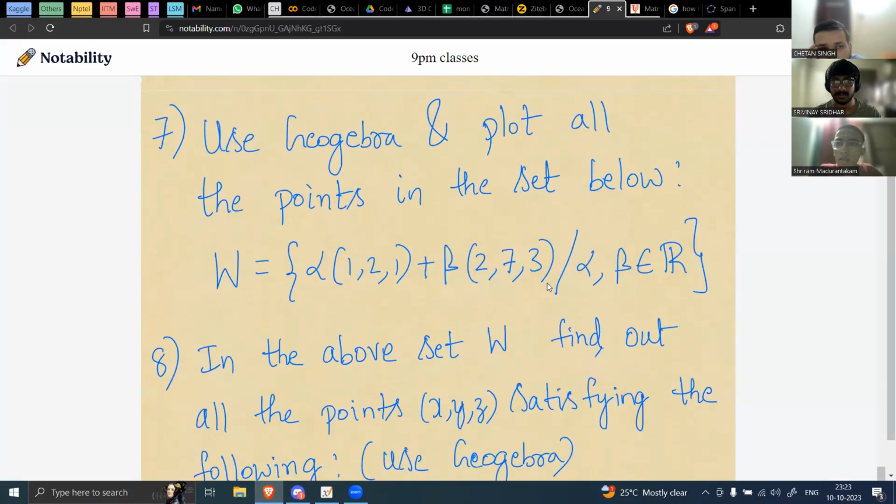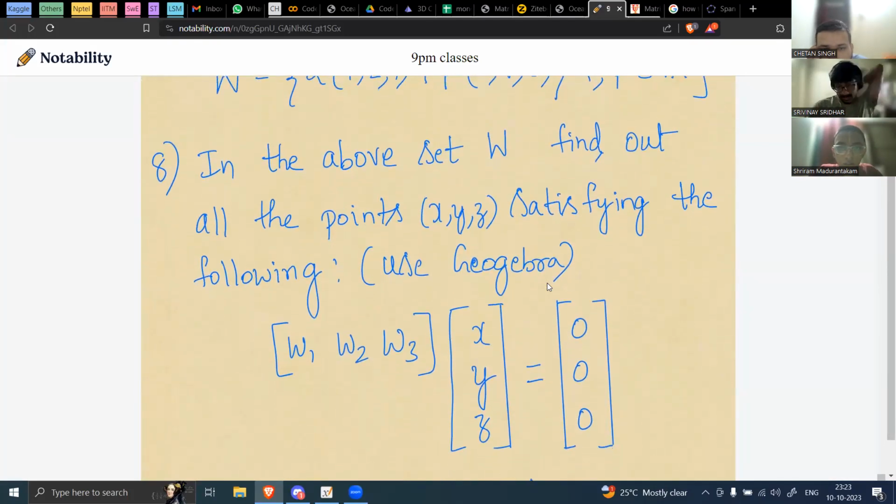Sorry for taking too much of your time. So this will be the last question, maybe. In the above set W, find all the points x, y, z satisfying the following. We have W1, W2, and W3 as row vectors, and x, y, z as a column vector. Together they should give us output 0, I'm thinking.